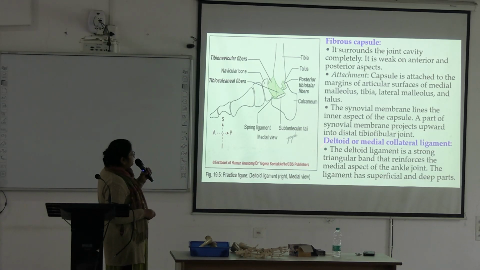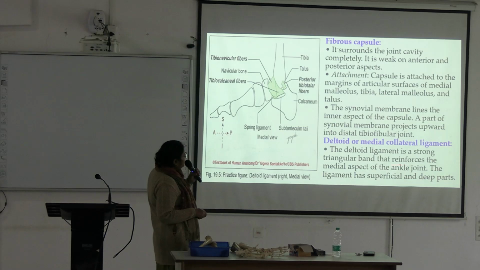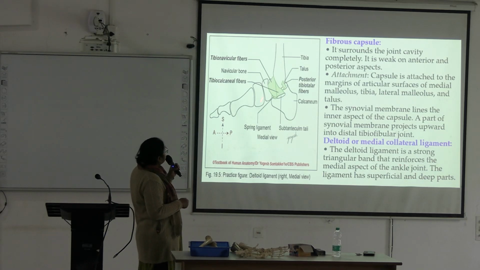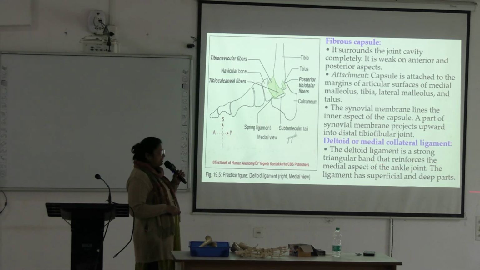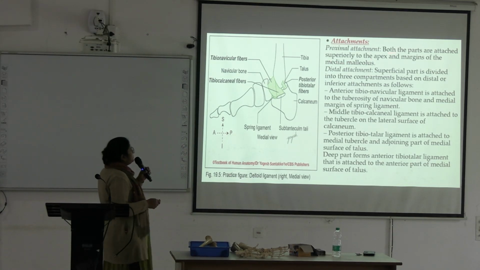Next is the deltoid ligament or medial collateral ligament. The deltoid ligament is a strong triangular band. See this one, this one is the deltoid ligament. It is a strong triangular band that reinforces the medial aspect of the ankle joint, and the ligament has a superficial part and a deep part. Proximally, both the parts are attached superiorly to the apex and margins of the medial malleolus. Here it is attached to the medial malleolus.